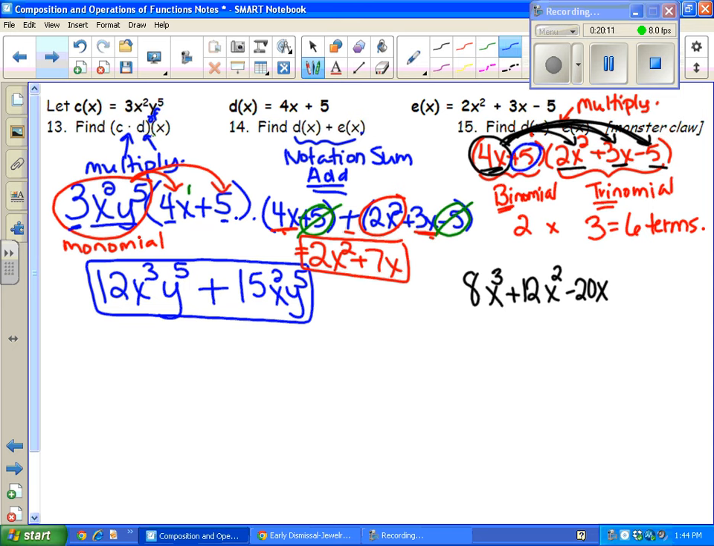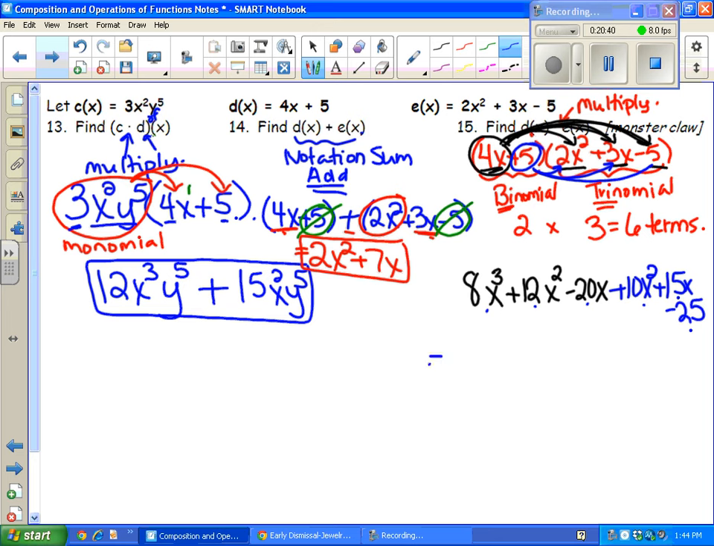Now I'm going to distribute 5 times everything in the second parenthesis. 5 times 2x squared is 10x squared. 5 times 3x is 15x. And then 5 times negative 5 turns out to be negative 25. Notice that when I count, 1, 2, 3 came when I distributed the first term. 4, 5, 6, the last 3 came when I distributed the last term.